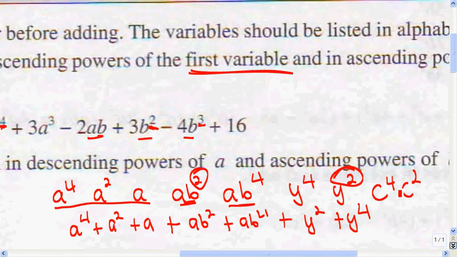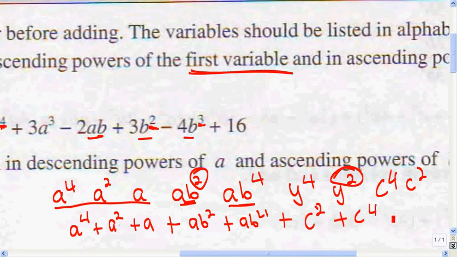And then I actually made a mistake here because the c's should have gone before the y. So let me erase that. Whoops. So I should write c to the second plus c to the fourth, then plus y to the second plus y to the fourth. There you go. Okay, that would be the order it goes in.